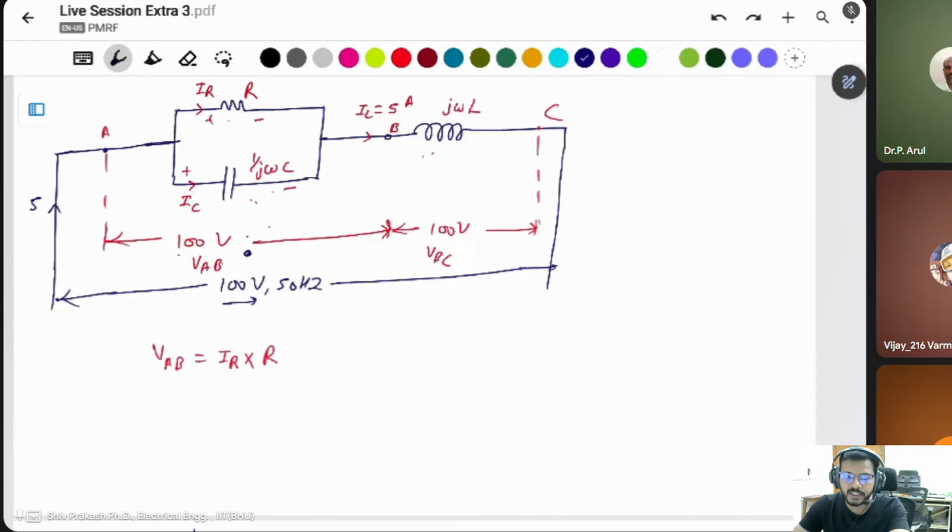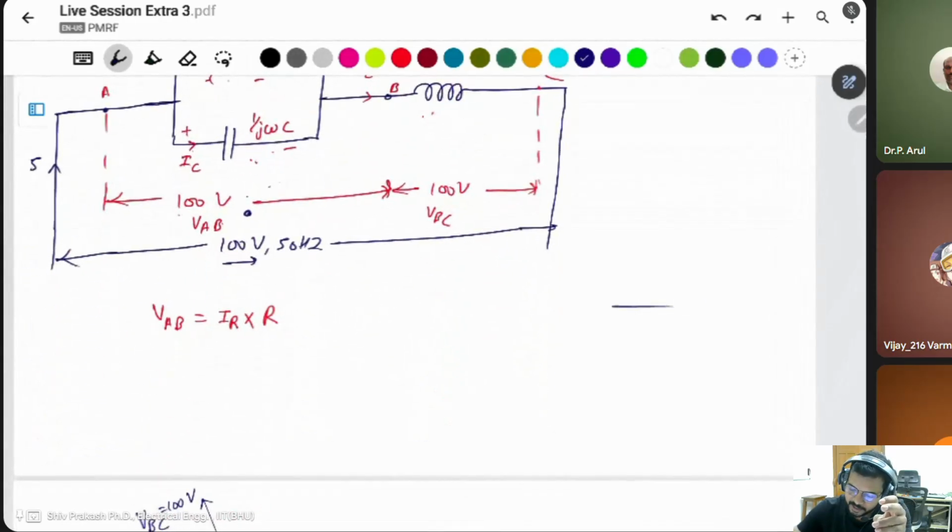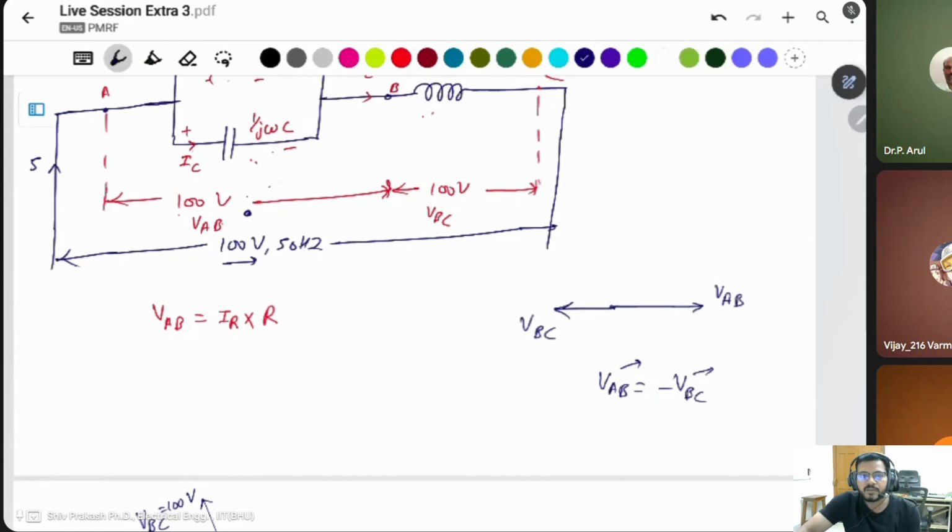Suppose there is no resistance and only a capacitor and inductor are there, the voltages across the capacitor and inductor will be 180 degrees opposite to each other. If the inductor voltage is here, then the capacitor voltage is here, opposite to each other. It means you can say VAB is equal to minus VBC. Why? Because both have equal magnitude of the voltages.